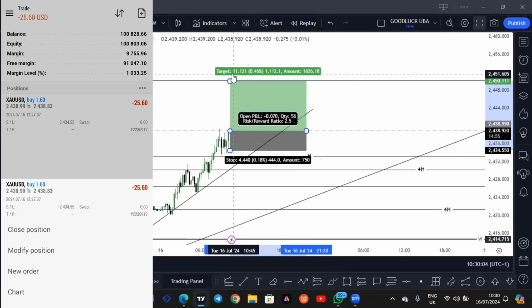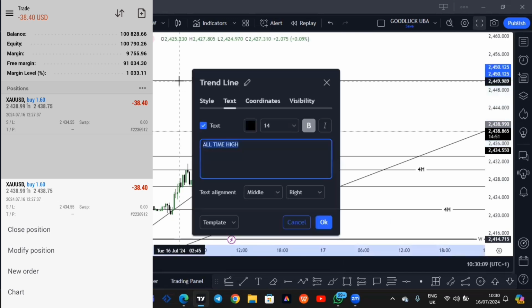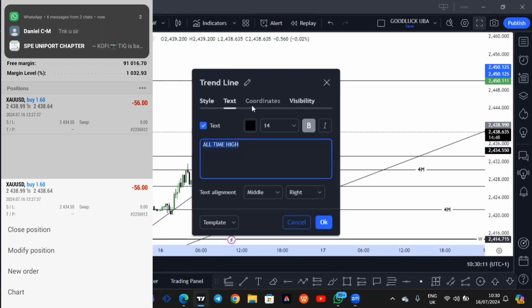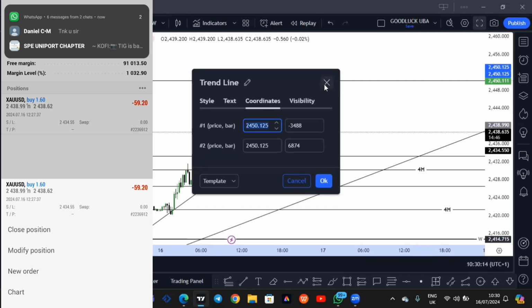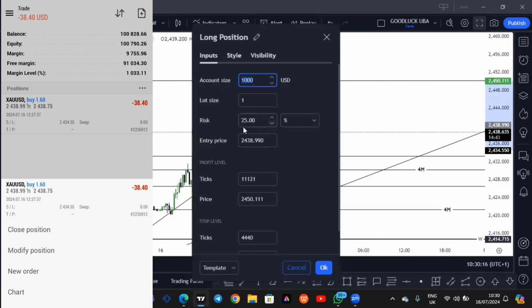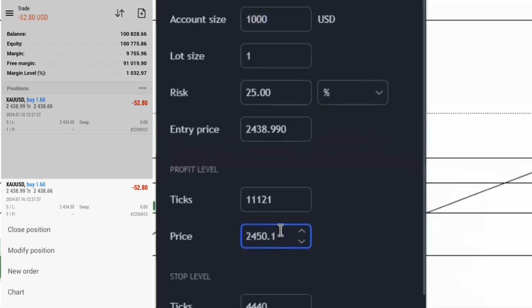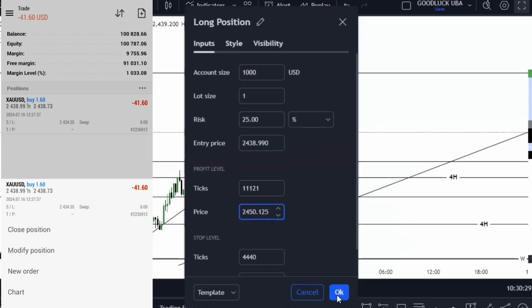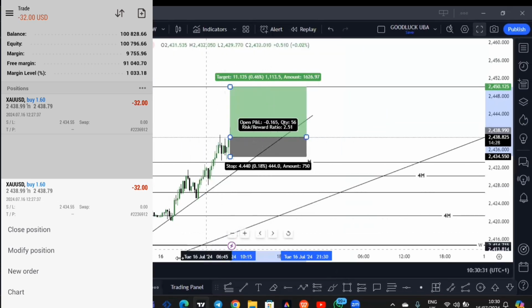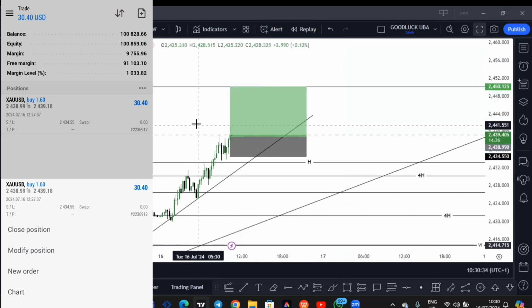Okay. Then my take profit. My take profit is at the all-time high, which is around 2450.125. Let me set my take profit. So now I'll lock this in. The position is locked in already, guys.